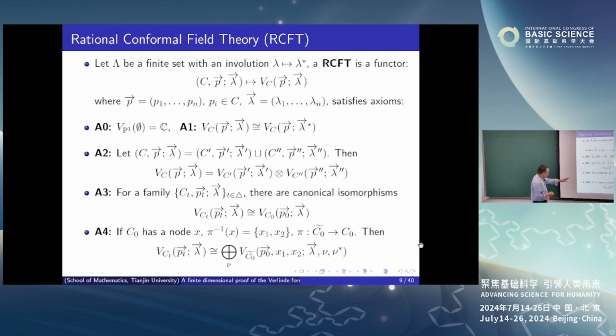And the important part is, if this family degenerates, I mean you can move this in the family, then there is a canonical isomorphism. It means that those vector spaces should be independent of the complex structure of the curve. In particular, when this degenerates to a curve with one node, then you take the normalization, and you should get this decomposition. Yeah, this is a requirement. With this, you can formally do the computation.